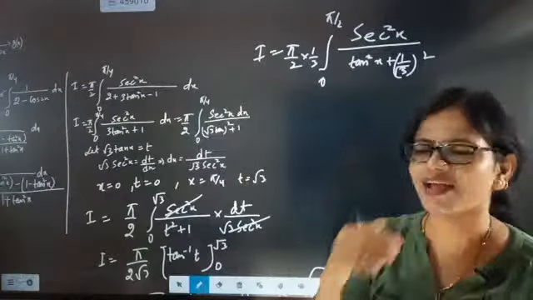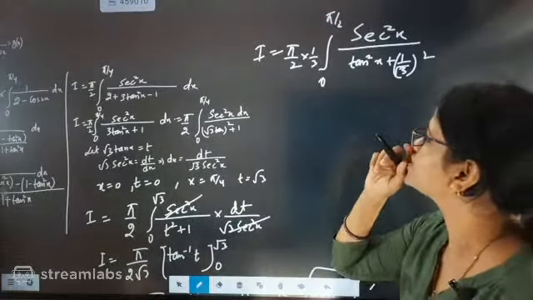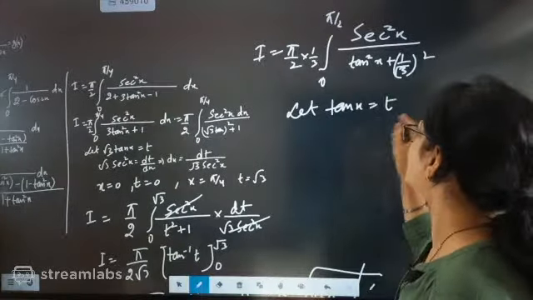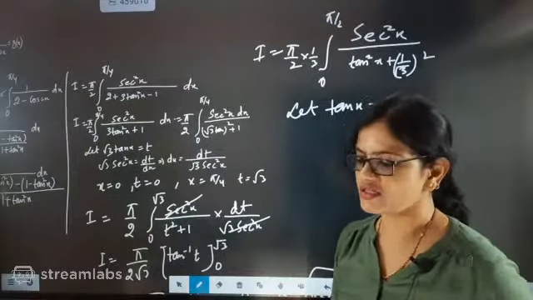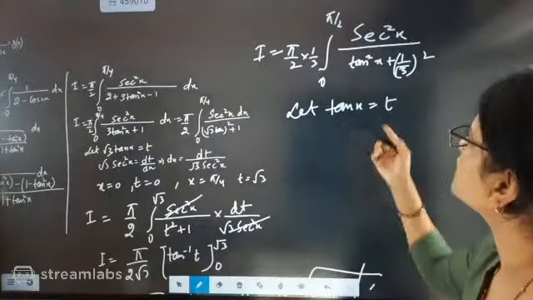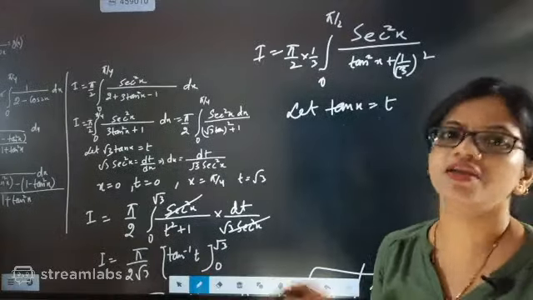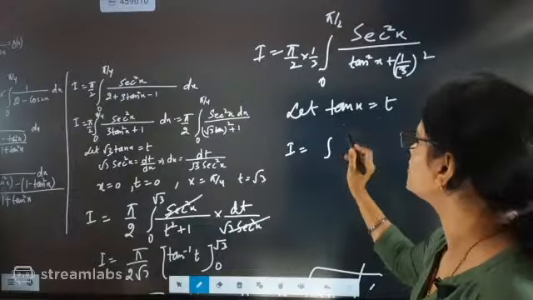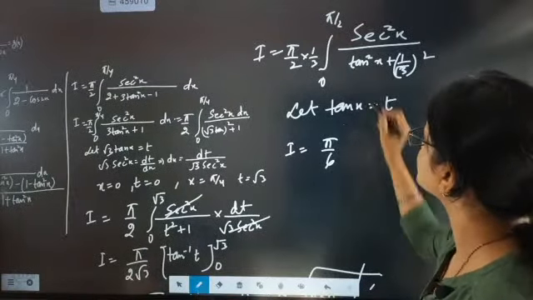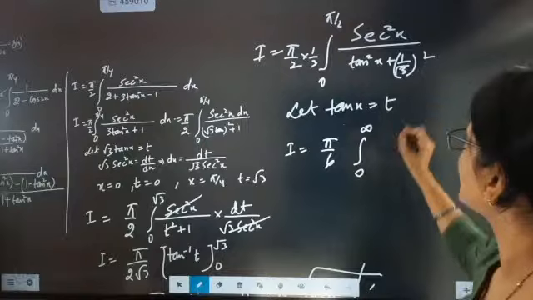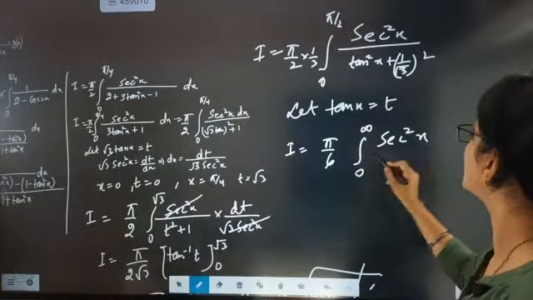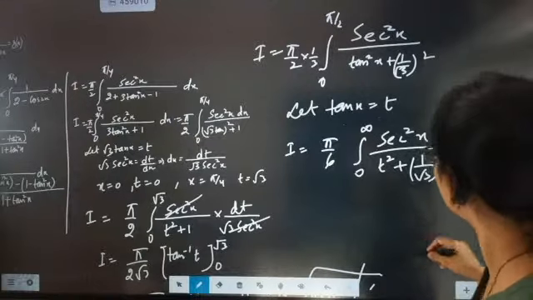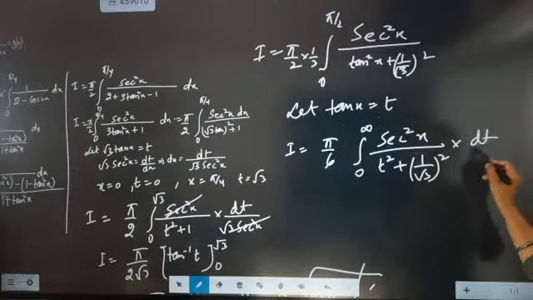Now again you have to take tan x equal to t. Let tan x equal to t, then secant square x dx equals dt, which will come easily. The upper limit is pi by 2, and tan pi by 2 will come as infinity. So your limit will become 0 to infinity, and I equals 1 by 3 times the integral of secant square x by t square plus 1 by root 3 whole square into dt by secant square x.